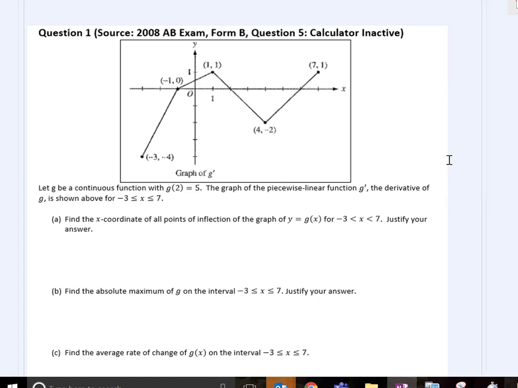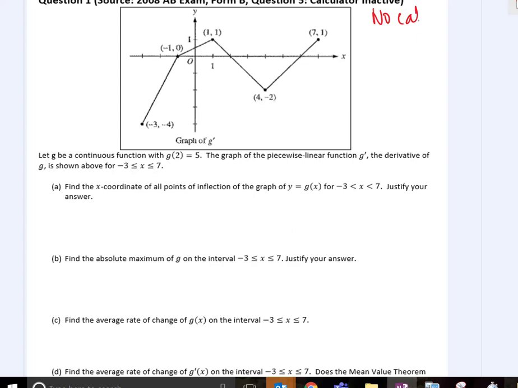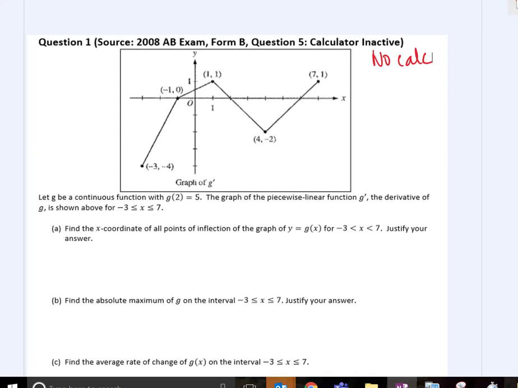So let's look at this first question here and kind of go over this together. Just reviewing, this was an FRQ from the 2008 AB exam. Question 5, and this is calculator inactive, which means no calc. So no calc on this one. That's great. We're going to do it by hand. Let g be continuous. So here's g prime. That's super important. Sometimes I write that really big. We know that g of 2 equals 5, the graph of a piecewise linear function, and the derivative g is shown. So it's piecewise, it's linear, but we also know that it's continuous, which means that we can work with it.